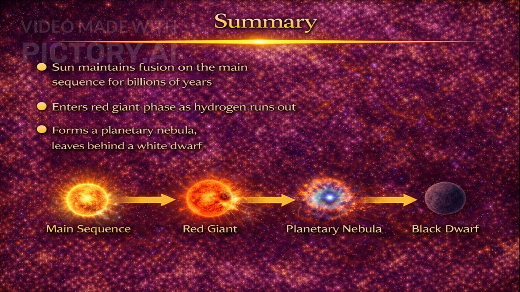In summary, the Sun maintains fusion on the main sequence for billions of years, enters the red giant phase as hydrogen runs out, forms a planetary nebula, and leaves behind a white dwarf.